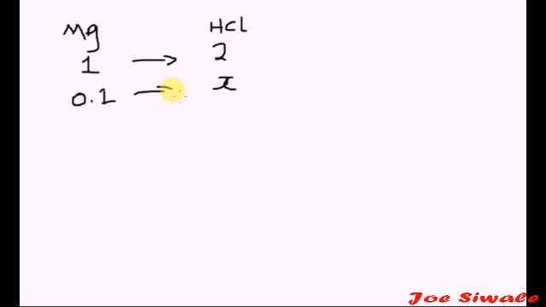So the next thing is to compare the actual number of moles and the mole ratio from the balanced chemical equation. So I'll say magnesium and hydrochloric acid. From the balanced chemical equation, we can see that 1 mole of magnesium will react with 2 moles of hydrochloric acid. But from the actual data, we have 0.1 mole of magnesium reacting with X. 1 multiplied by X, that's X is equal to 0.1 multiplied by 2. That's 0.2 mole of hydrochloric acid.